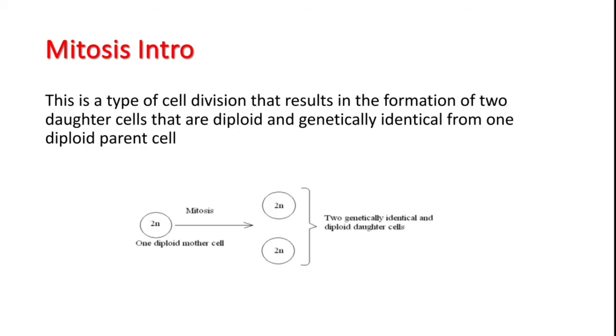It won't give birth to two new cells. It will divide. So what we should pick up from this slide is that mitosis is a type of cell division where a parent cell divides into two new daughter cells that are genetically identical with the parent cell. And they contain the full number of chromosomes, which is known as diploid number.